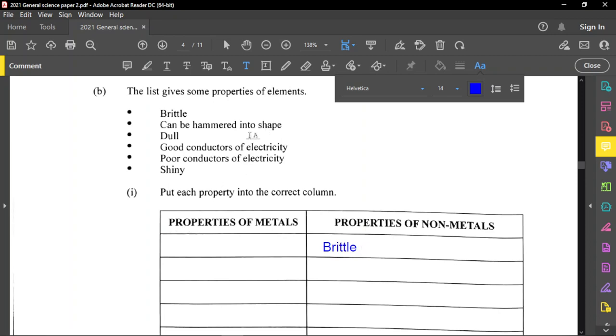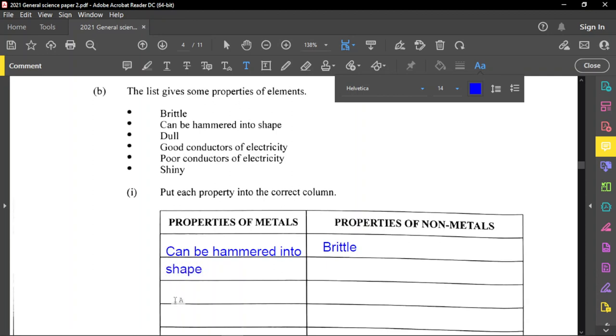And next, can be hammered into shape. This will be metals. Metals can be hammered into shape. So let me just say into shape. Put it right there.